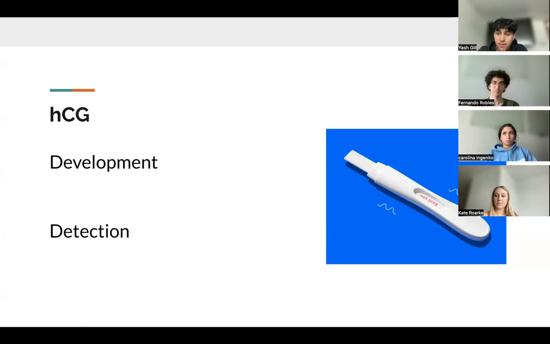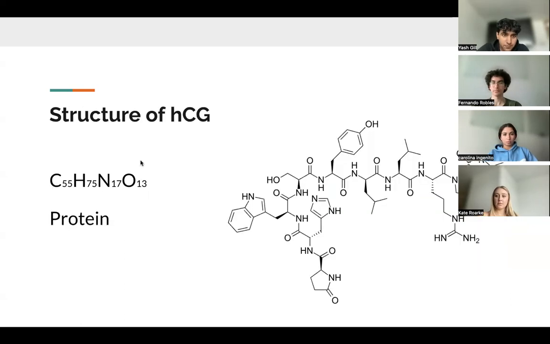The detection of HCG forms the basis of pregnancy tests. These tests are designed to identify the presence of HCG in a woman's body, which indicates that fertilization and implantation have occurred. By detecting HCG, pregnancy tests provide a reliable and accessible method for women to confirm their pregnancy status.